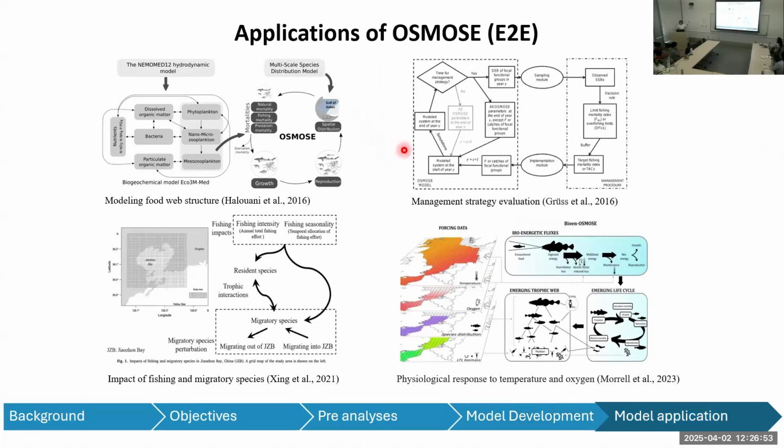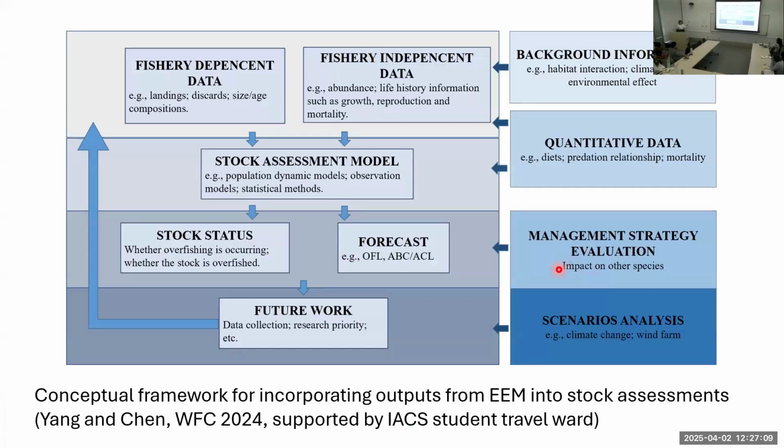So the developed model can have a lot of applications, such as modeling the food web structure, conducting management strategy evaluation, and evaluating the impact of fishery, migratory species, and climate change, etc. The model can also be incorporated into the fishery stock assessment process, which is a key way for incorporating scientific knowledge into fishery management. On the left is the basic structure of how the stock assessment process looks. And on the right is the information from the end-to-end model that can be incorporated into the stock assessment process at certain stages.